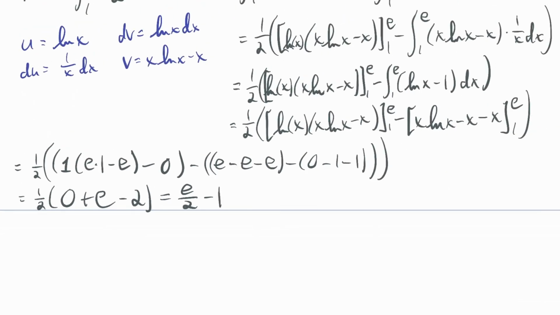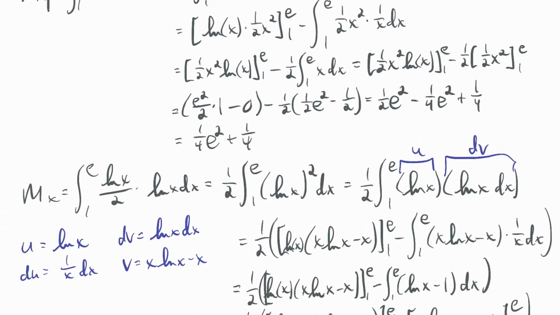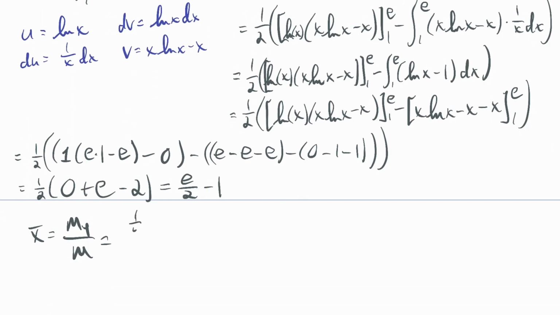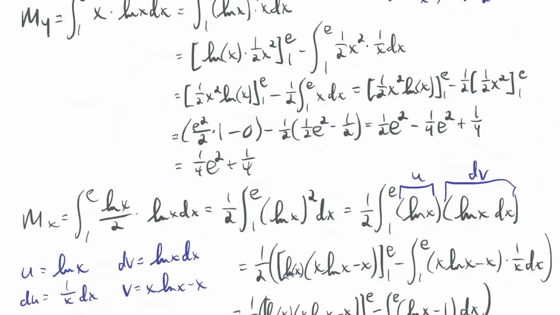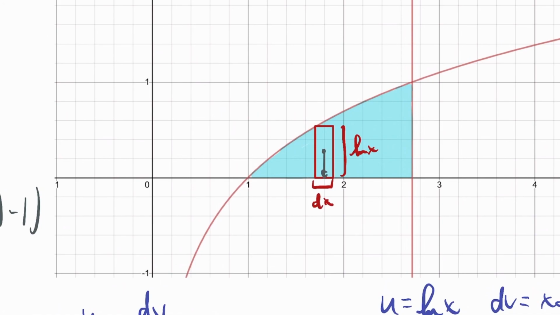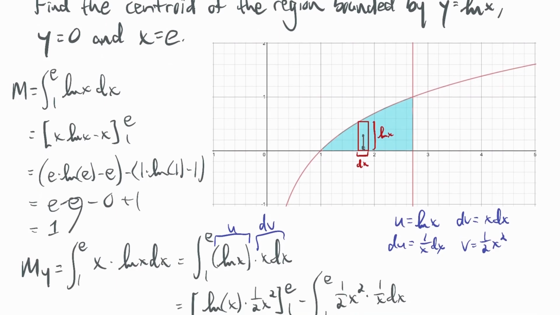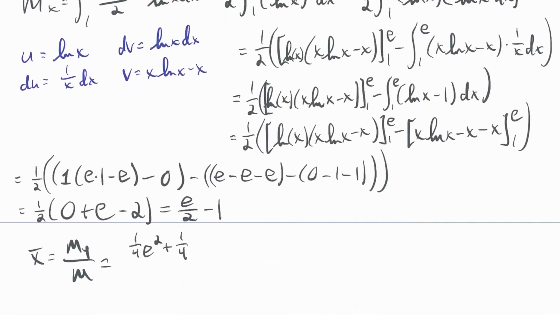Okay? So what's x bar? Well, that's the moment about the y-axis, divided by the mass. So that's going to be 1/4 e squared plus 1/4. And something to think about, x goes from 1 to e, so x bar better be between 1 and e, right? And it should be a little bit to the right, so it should be like 2 point something, definitely not less than 2. Okay, so we're going to be able to get a pretty good idea if this is right or not. And the mass is 1.